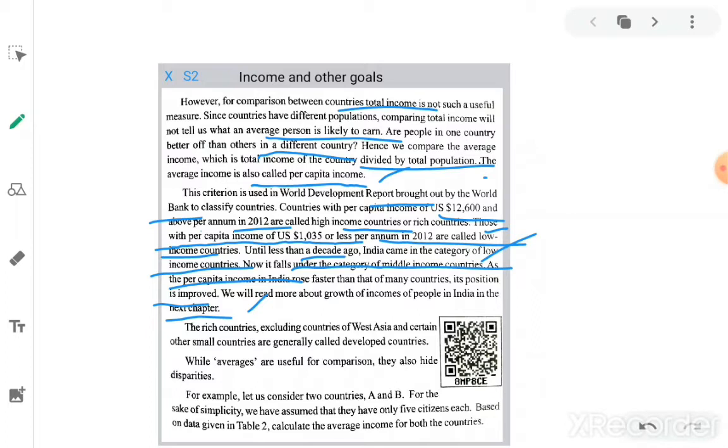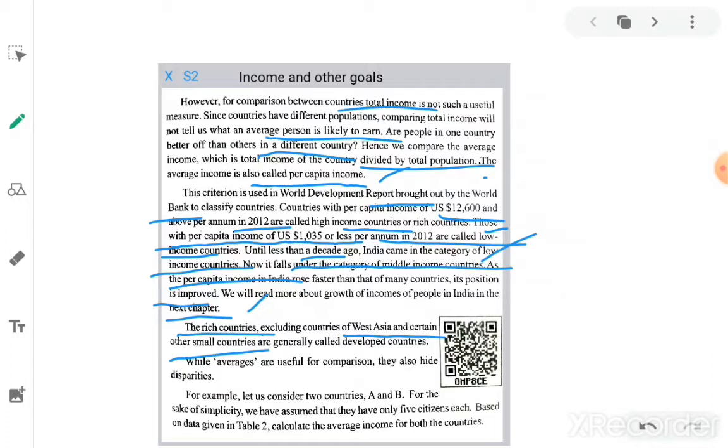Based on income, the rich countries, including countries of West Asia and certain other small countries, are generally called developed countries. Here, rich countries means generally we think of the USA and Russia, excluding countries of West Asia and certain other small countries.